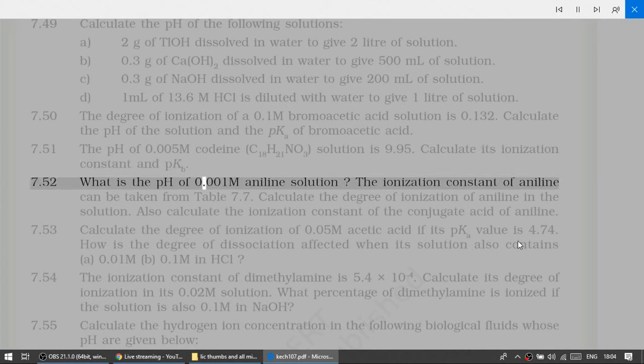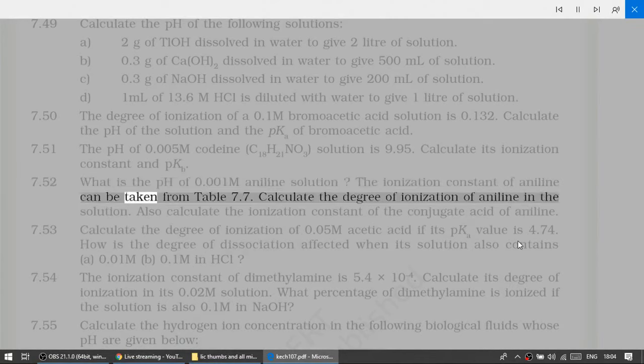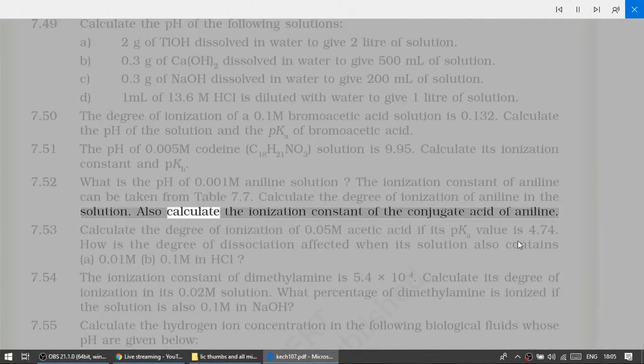7.52 What is the pH of 0.001 M aniline solution? The ionization constant of aniline can be taken from Table 7.7. Calculate the degree of ionization of aniline in the solution. Also calculate the ionization constant of the conjugate acid of aniline.